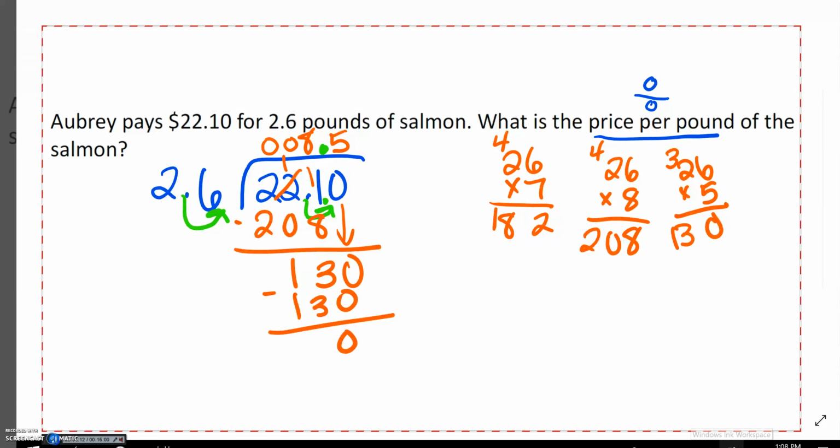So here's my question. Would it make sense to say $8 and like $8.5? No, so I'm going to add a 0 so that it makes sense. $8.50 per pound. So there you go.